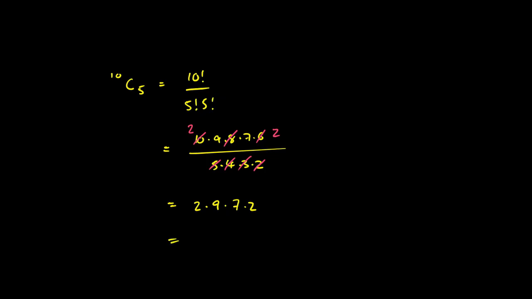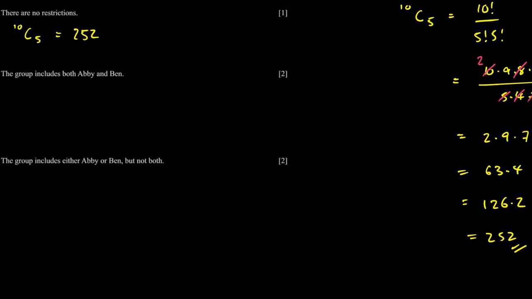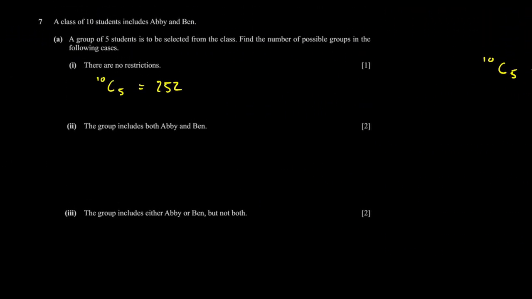Okay, 9 times 7 is 63. So we've got to times it by 4. So 63 times 4. If I double it, I'm going to get 126. And if I double it again, I'm going to get 252. So that is the right answer, same as in the mark scheme. Never mind. Good to be able to do it both ways, yeah?